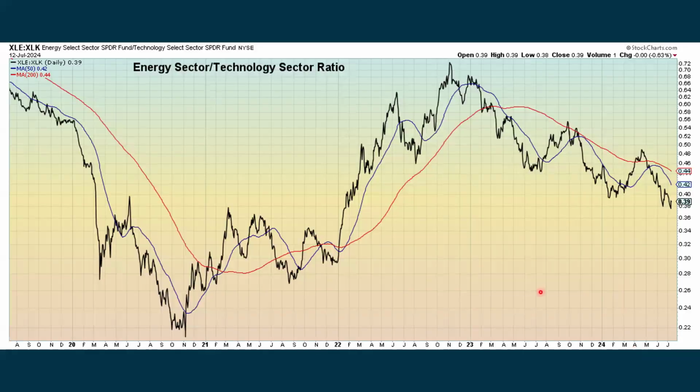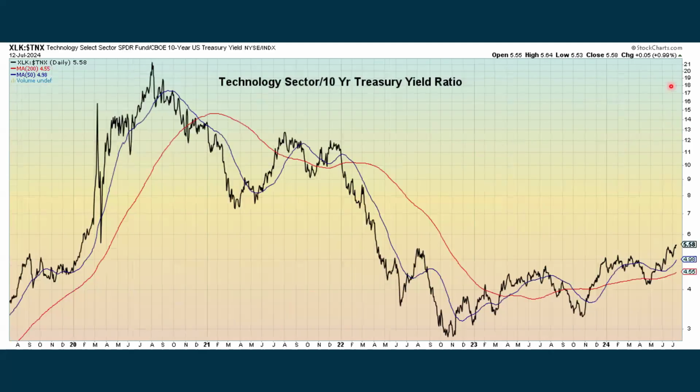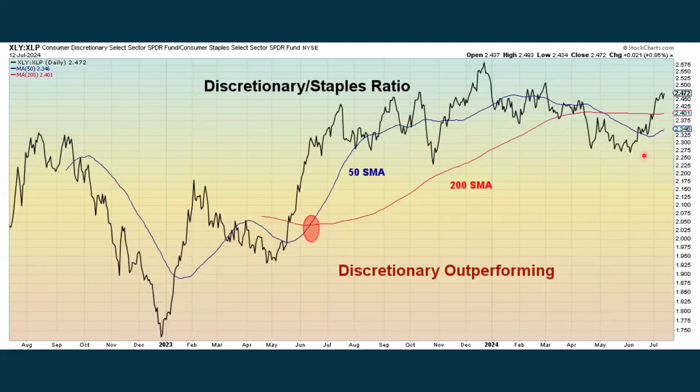And then we look at another ratio, energy, and then we compare that to the tech sector. When this is going down, that means energy is underperforming the tech sector. We look at growth stocks and compare them with the price of bonds. This is showing how growth stocks continue to outperform. The tech sector against the 10-year yield, showing how the tech sector is outperforming. And then here's an inverse, showing how the 10-year yield is underperforming the tech sector.